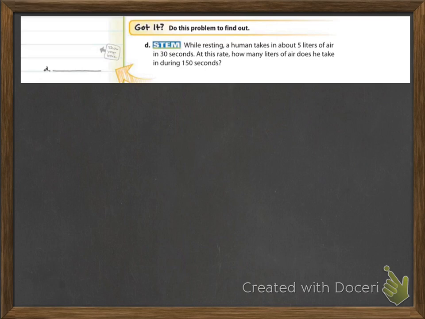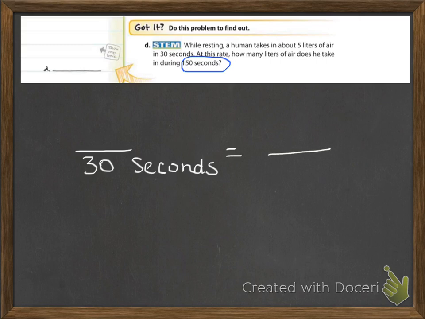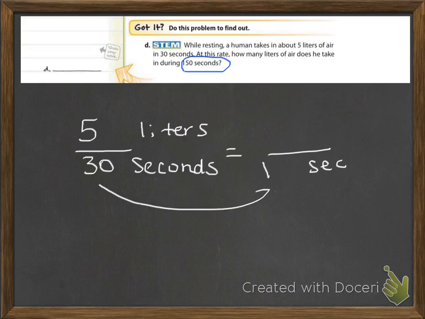Well, since it's asking us about 150 seconds at the end, that means seconds has to go on the bottom. So let's put 30 seconds right down here. And the reason it has to go on the bottom, remember, is because we're going to be getting it to be 1, because we need to find out per second first. And then we can go ahead and multiply it out by 150. So we have 5 liters in 30 seconds. So then we ask ourselves, how do we get from 30 to 1 using only multiplication or division?